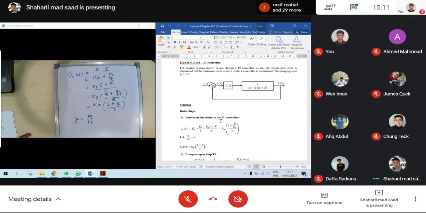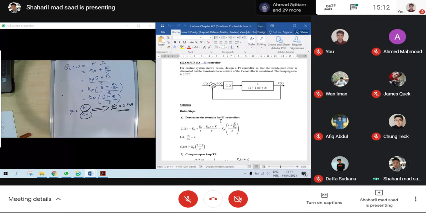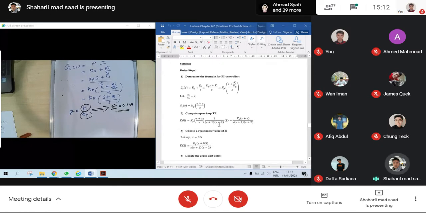In this case, we will try to find the value of Ki and the value of Kp so that we can achieve a damping ratio equal to 0.707. Okay, that is our objective. Then after that, you will do the root locus again.